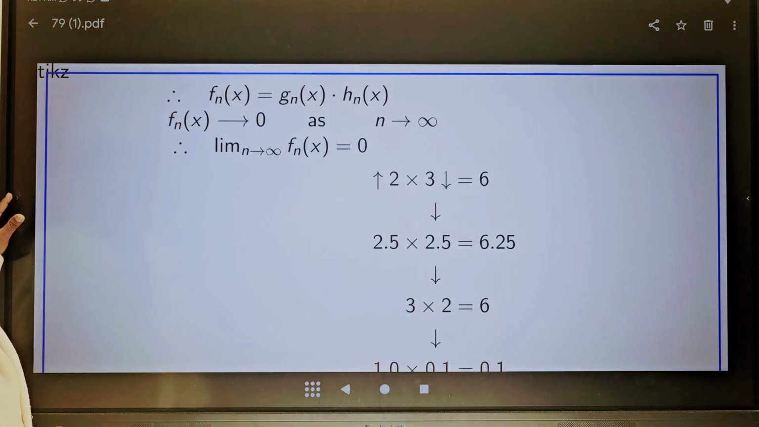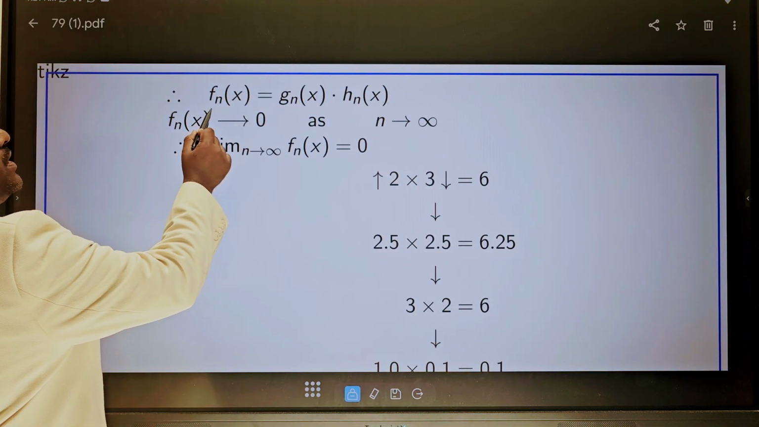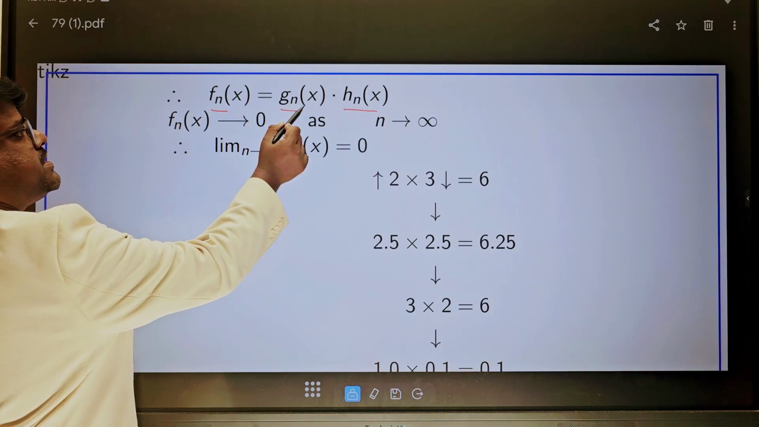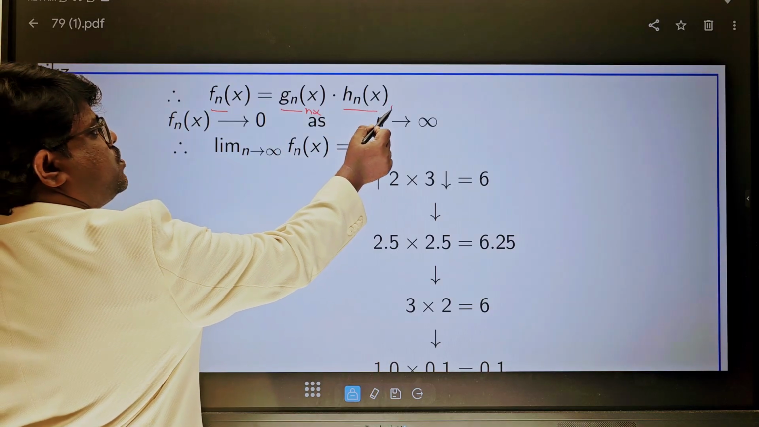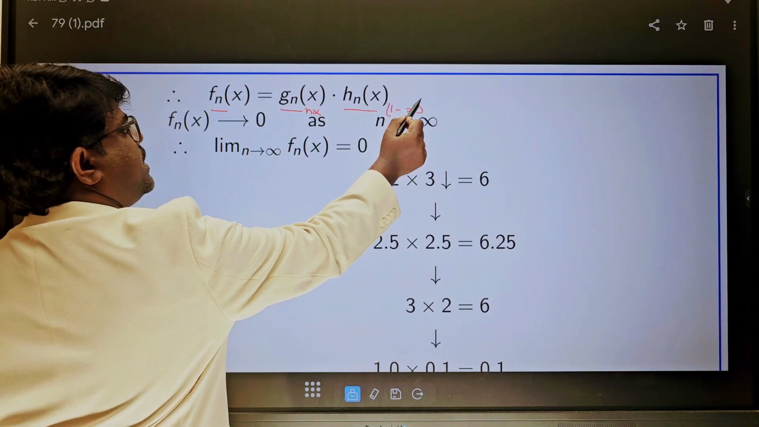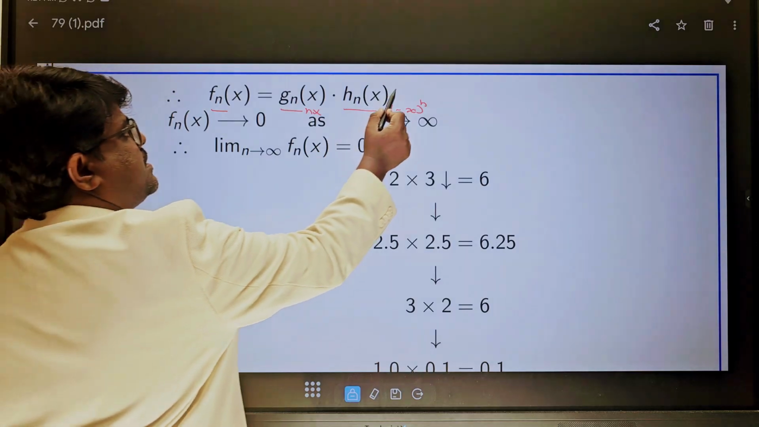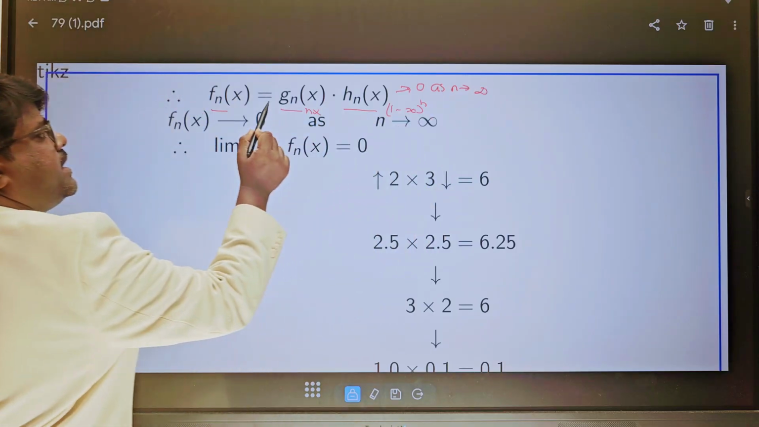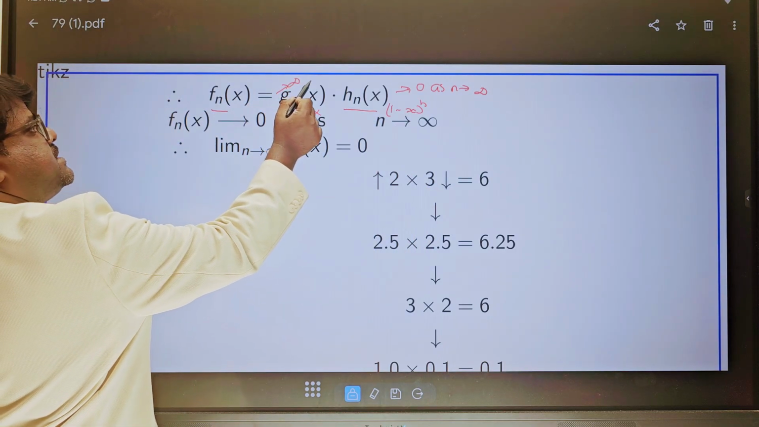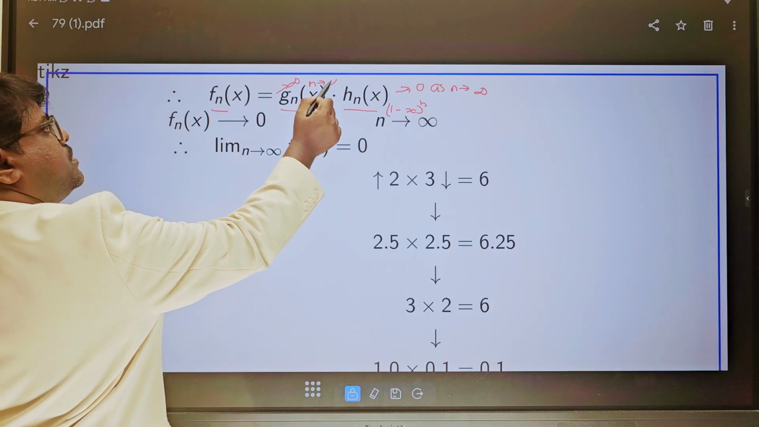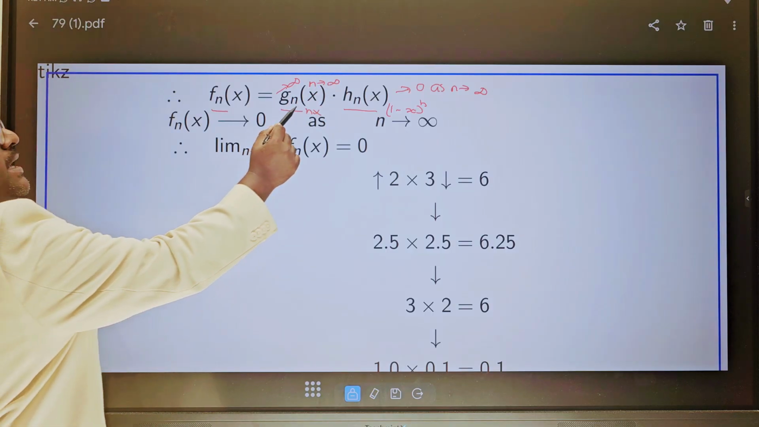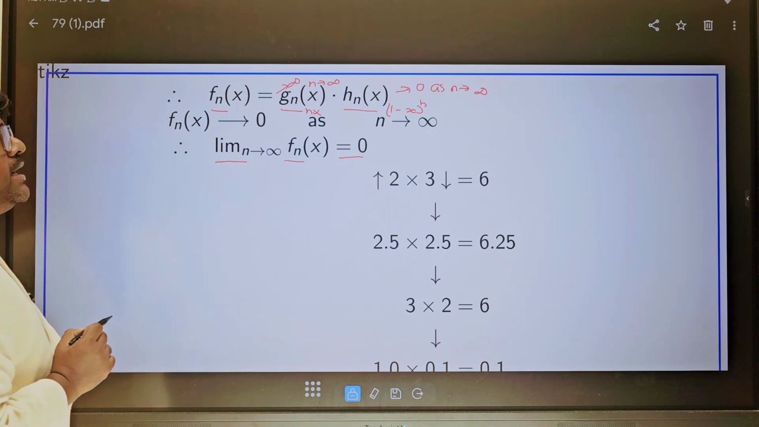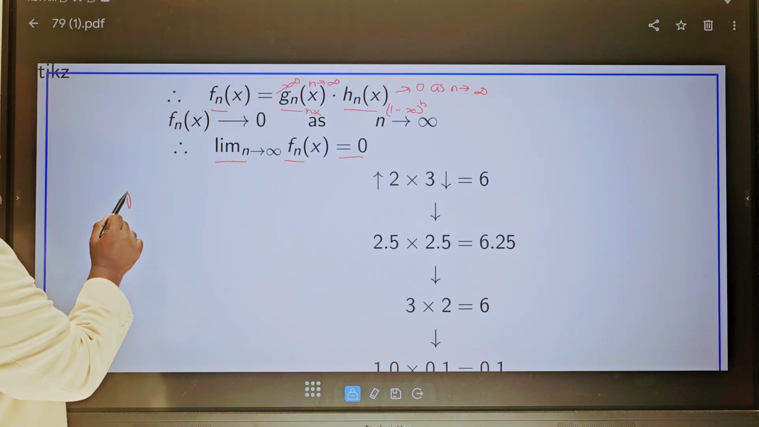Now substitute here, because fn of x equals gn of x times hn of x. We have taken gn of x equal to n times x, and hn of x equal to (1 minus x) to the power of n. So this approaches 0 as n tends to infinity, and this approaches infinity as n tends to infinity. If we multiply these two, the limit of fn of x as n tends to infinity equals 0, which means it is pointwise convergence.